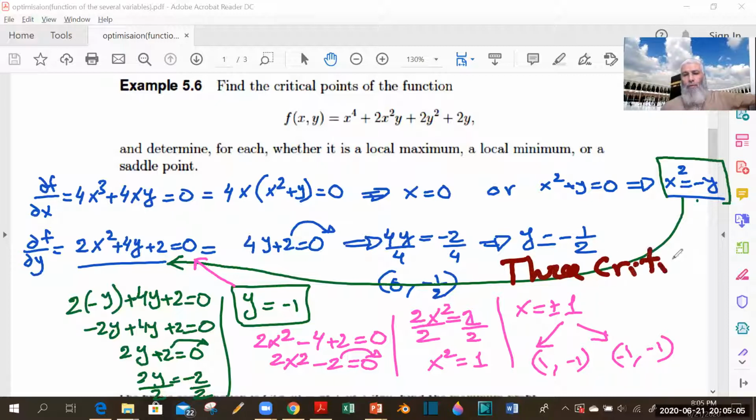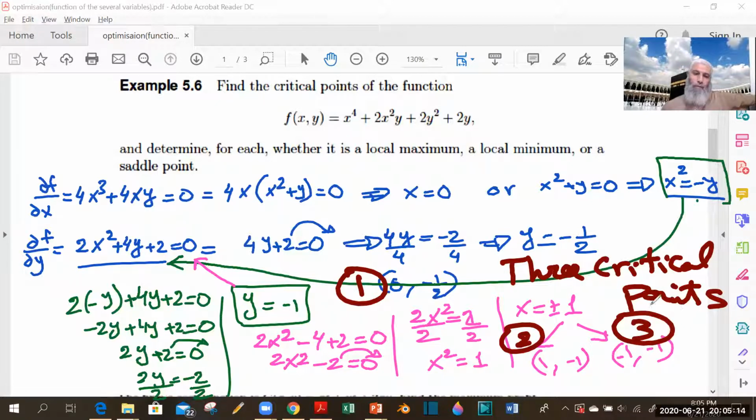Critical points. This is 1, this is 2, and this is 3. Okay? Yes. I write these points down here: 0, negative 1 over 2; 1 and negative 1; negative 1 and negative 1. So we can have space.